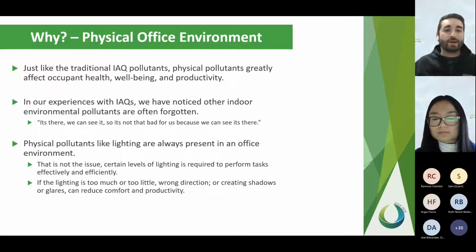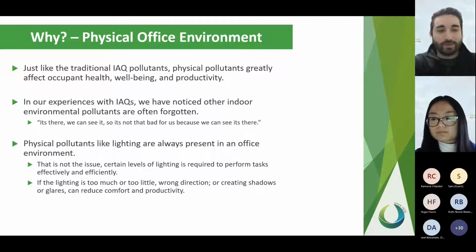So why? Just like traditional IAQ pollutants, the physical pollutants greatly affect the occupant's health, well-being, and productivity. And it's funny, in our experiences with IAQs, we noticed as we're going around that some indoor environmental pollutants are often forgotten. Usually some indoor air quality ones are forgotten, but most of the time it's physical pollutants that are forgotten.